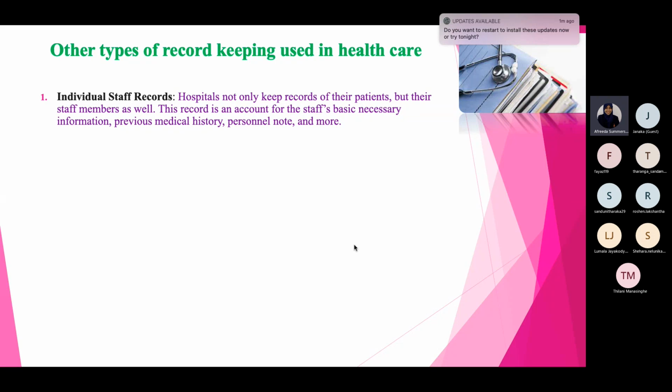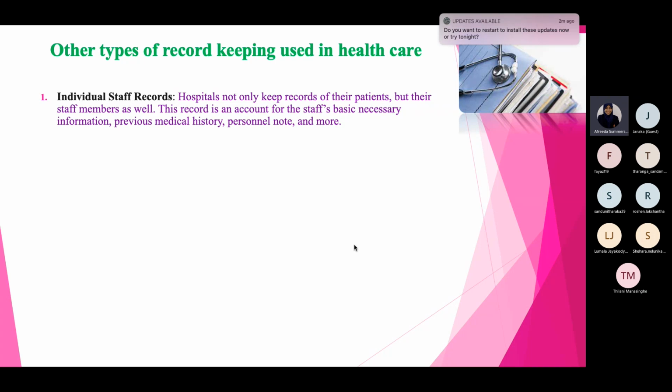Yes. Like for example, here it says hospitals not only keep records of their patients but their staff members as well. So that's very important, right? HR is a department that keeps a record of the people who work there. I'll give you a very simple example: doctors and nurses are not going to keep a medical record of the other nurses and doctors they are working with. Whose records will they take? They will take the records of the patients. But HR will take the records of the nurses and doctors, and they also have the patients' records. So it depends on who is taking the record.